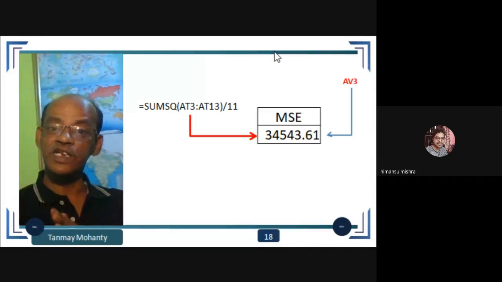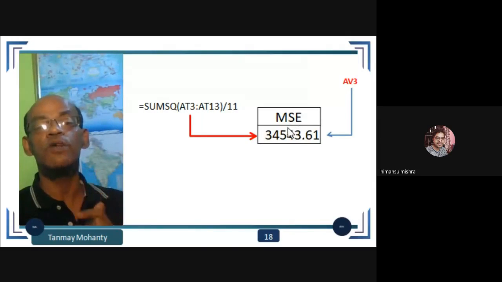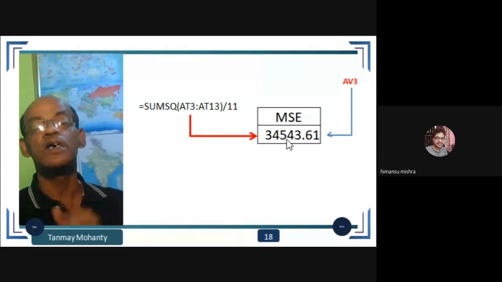Now weightage will be changed, and once weightage is changed, mean square error will be different. What we want is that this cell has the minimum value, and for what set of weightage. Okay, this is something we want.